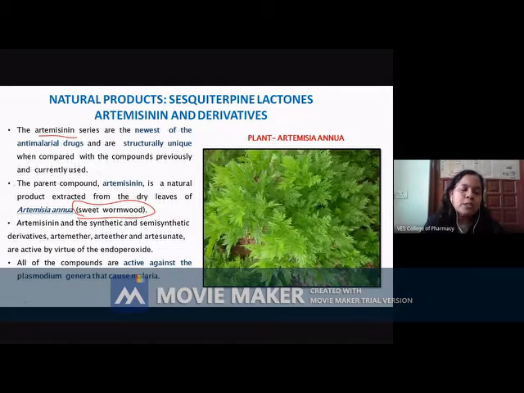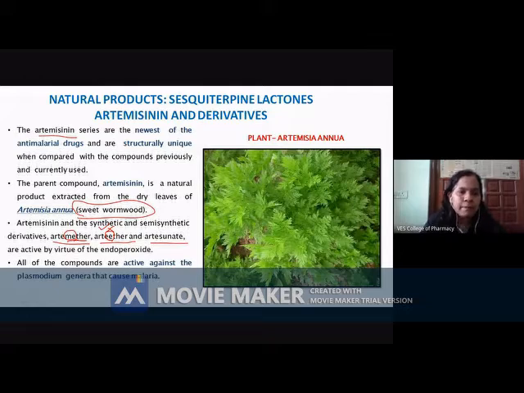Now, which are the derivatives we are going to see? We are going to see artemether, arteether, and artesunate. Out of these, arteether is not in your syllabus, but it's just a very small difference. Artemether is basically a methyl ether, while arteether is an ethyl ether. So that is the only difference between these two compounds. Why not just have a look at the structure of arteether as well?